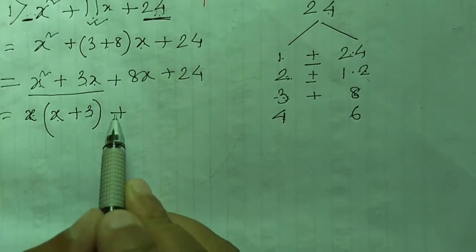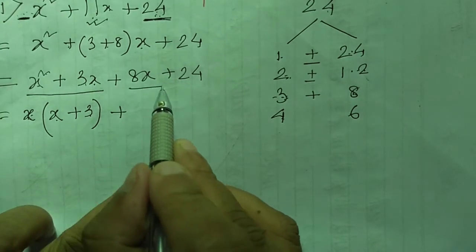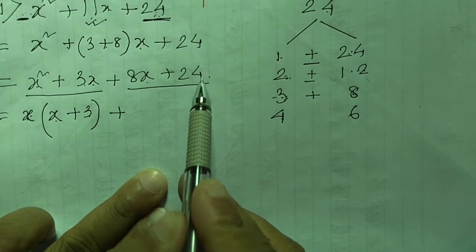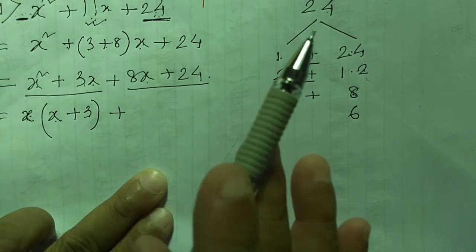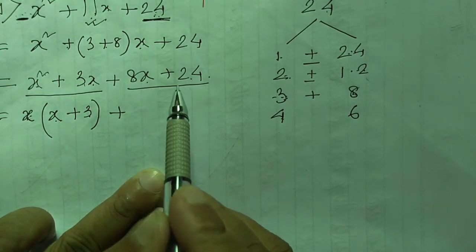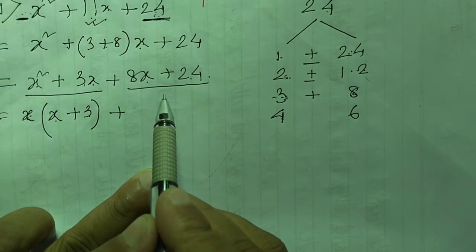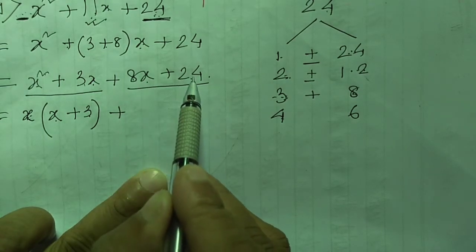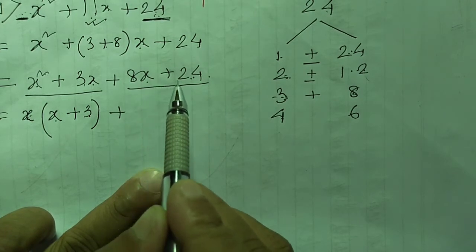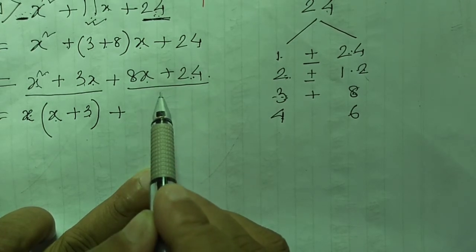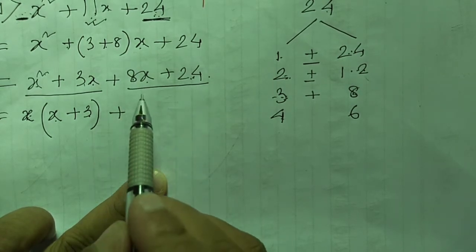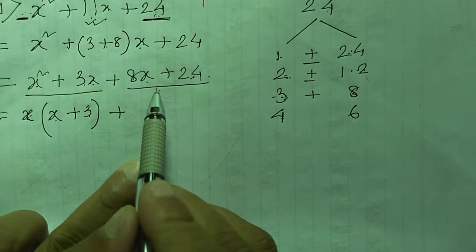Plus. Now, we have to take common from these two. X is there. X is not there. So, x will not be taken common. Now, 8 is there, 24 is there. We have to take the number by which we can divide 8 and 24. We have to think about a larger number. The largest number we have to take by which we can divide these two. The largest number is 8.